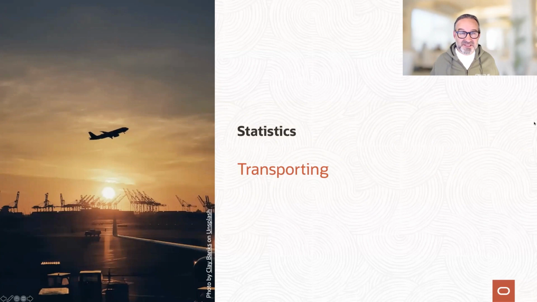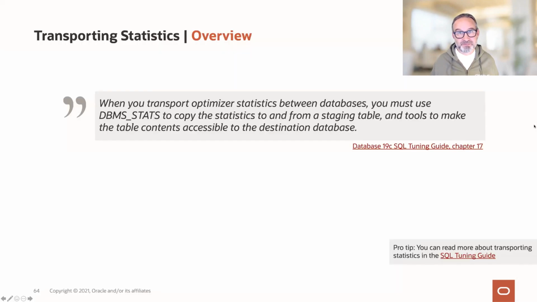So let us transport the system statistics and maybe other statistics as well. The mechanism will be the same. You can transport statistics, all types of statistics in the database between different databases with the DBMS_STATS package. So you copy the statistics to and from a staging table. That's the idea. The staging table is like our parcel. We put the statistics in and we send it over, and then we unpack it afterwards in a destination database.